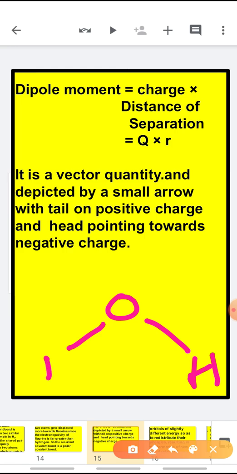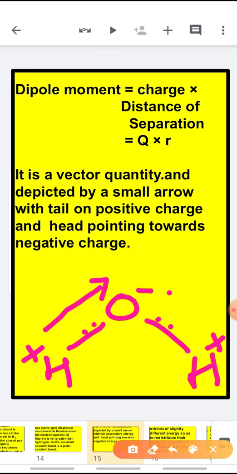Here also you know that there is a great difference between the electronegativity of the two atoms. So hydrogen will attain a positive charge, and oxygen will attain a negative charge, as the shared pair of electrons will shift towards oxygen. Now if we draw those arrows, they will be from positive towards the negative. So the resultant dipole will be here somewhere.